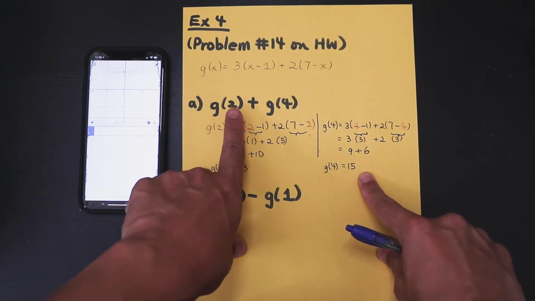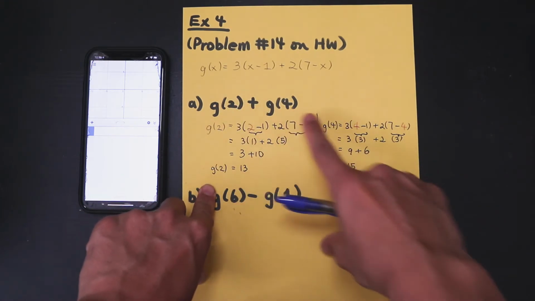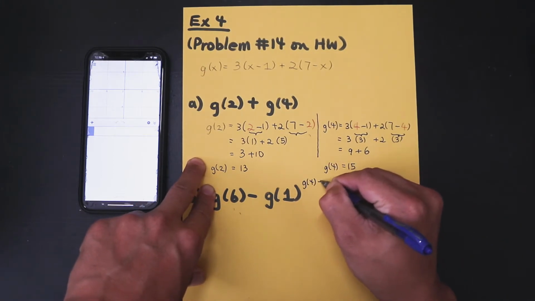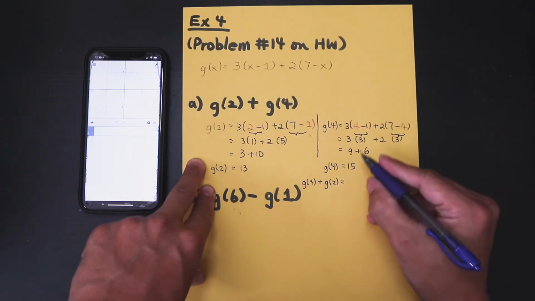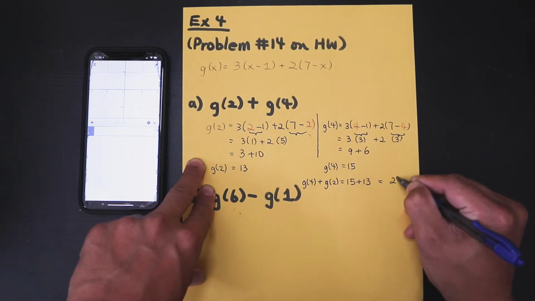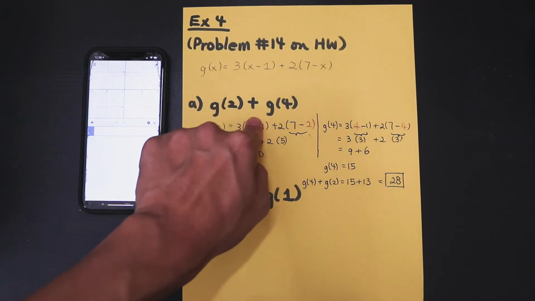If I were to ask you to add these two, g of 2 and g of 4, I know that g of 2 is 13, g of 4 is 15. So you just add them. So g of 4 plus g of 2, actually I wrote them backwards, but it's the same thing. It's going to be 15 plus 13, which is 28. So 28 will be your final answer for g of 2 plus g of 4.